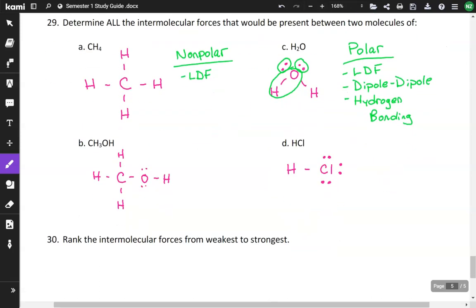Okay, the next one here. This one is polar because we have this, and this is different than the hydrogens attached. So this is going to be polar. It gets LDF because everybody has LDF. It gets dipole-dipole because it's polar. It is going to get hydrogen bonding because of that little part that I circled.